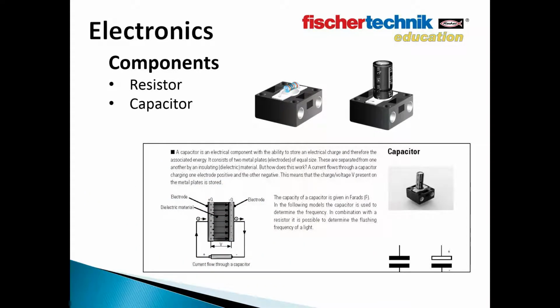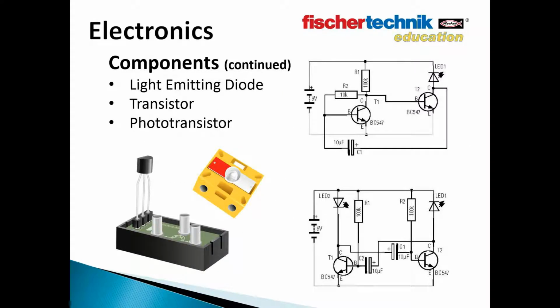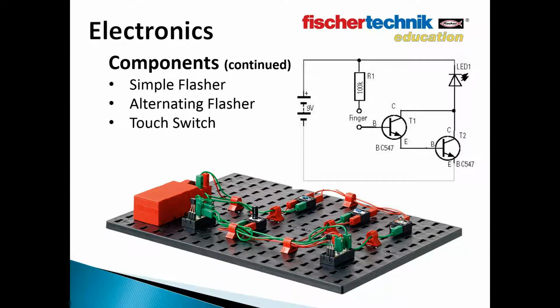Students will also learn about a selection of electronic components and how and why each is used. This includes things such as resistors, capacitors, light-emitting diodes, transistors, and phototransistors. Now the schematics you see here and on other slides in this section are taken from the teaching and activity guide, which in the case of this particular set is an actual printed guide which is included inside each box. Students will then begin to incorporate these components into a selection of models for hands-on experimentation, including variations on a flasher and a touch switch.